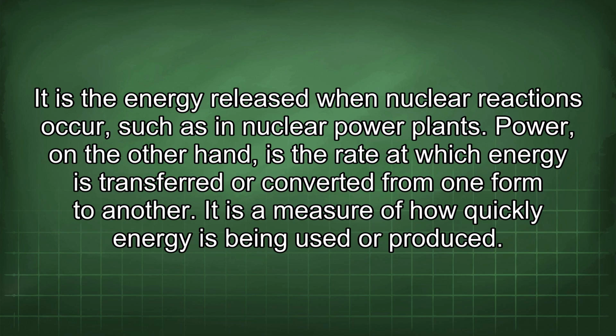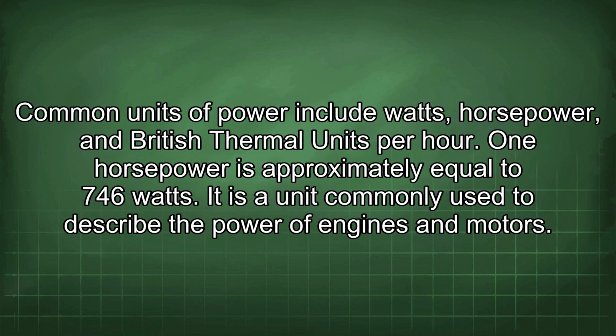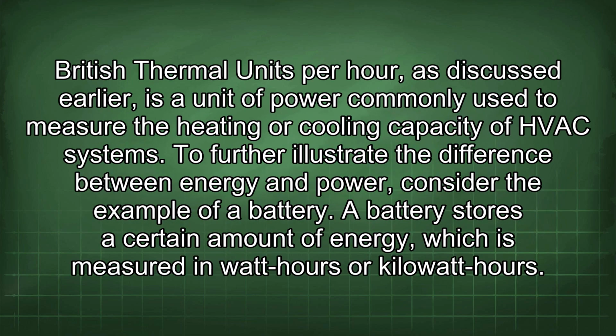Power, on the other hand, is the rate at which energy is transferred or converted from one form to another. It is a measure of how quickly energy is being used or produced. Common units of power include watts, horsepower, and British thermal units per hour. 1 horsepower is approximately equal to 746 watts. It is a unit commonly used to describe the power of engines and motors. British thermal units per hour, as discussed earlier, is a unit of power commonly used to measure the heating or cooling capacity of HVAC systems.